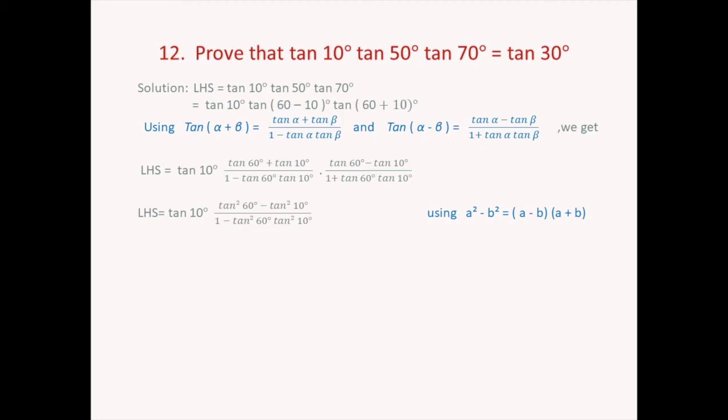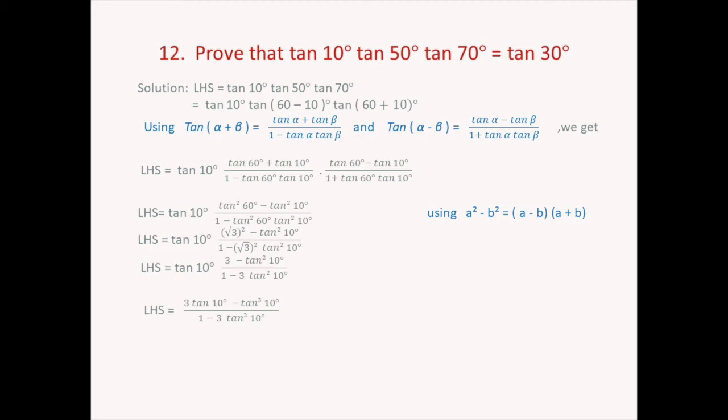So I observe over here that my numerators and denominators are of the form a plus b into a minus b giving me a square minus b square. So that is how I get tan square 60 minus tan square 10 whole upon 1 minus tan square 60 tan square 10. Tan 10 is being just copied down in every step. When I substitute tan 60 as root 3, finally I get tan 10 into 3 minus tan square 10 upon 1 minus 3 tan square 10.